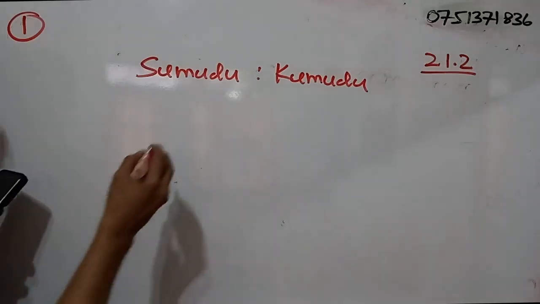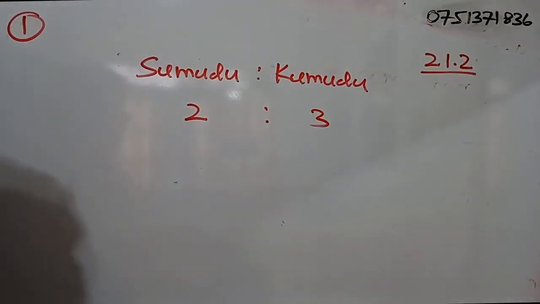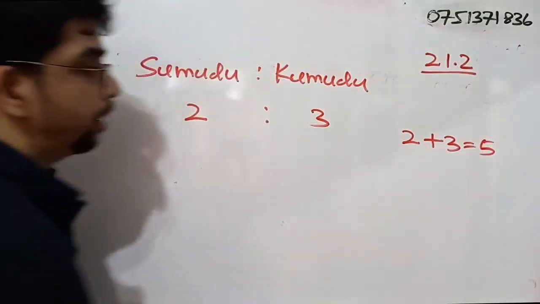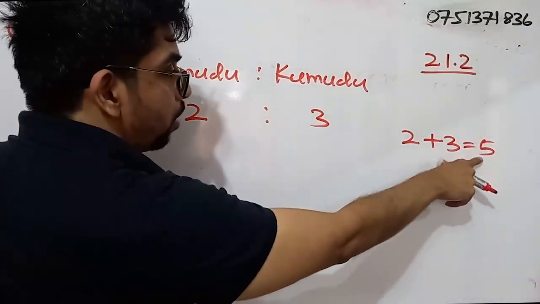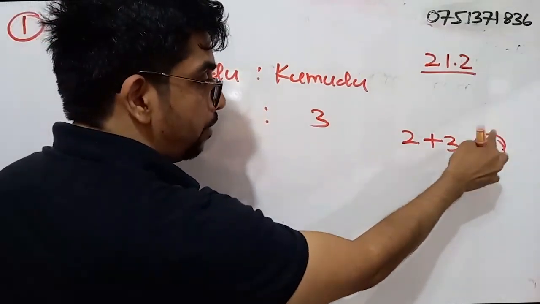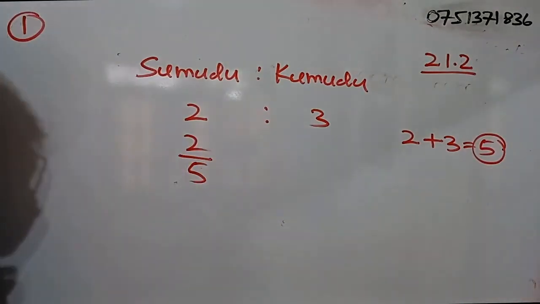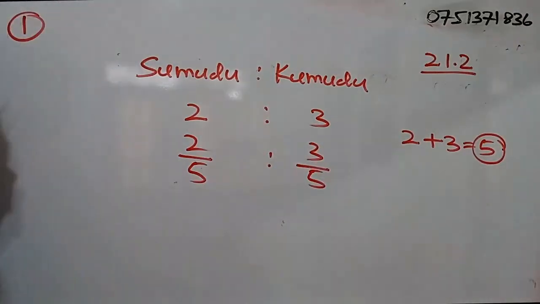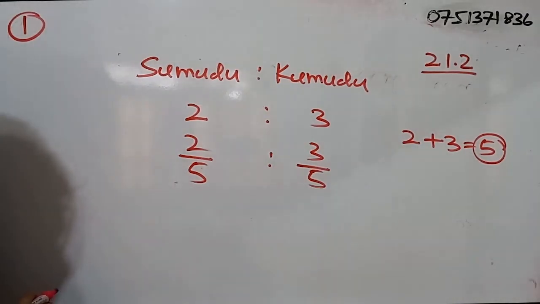So what is the ratio? 2 to 3. So what is the total number of parts? 2 plus 3, no? So the total number of parts are what? 5. That means out of 5 equal parts, even though this is just a number 5, this means what? 5 equal parts. So out of 5 equal parts, 2 parts are Sumudu's and the rest of the parts belong to whom? Kumudu.